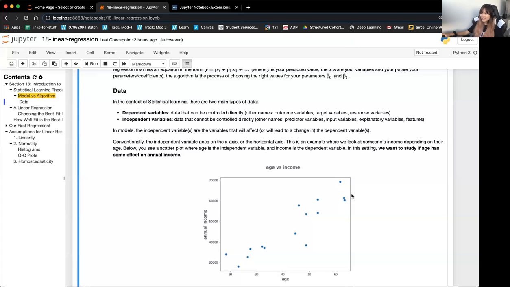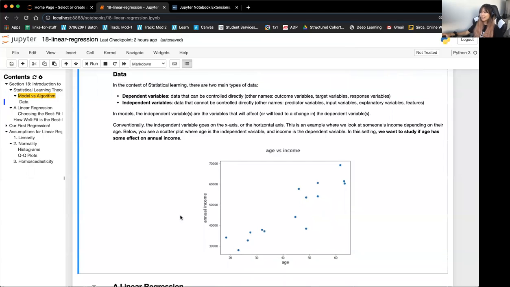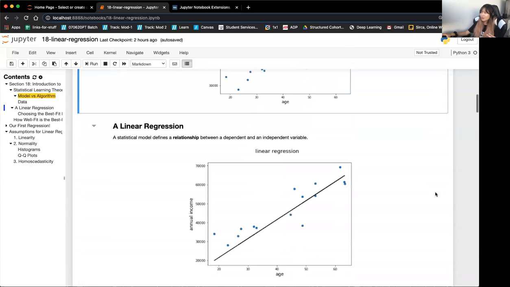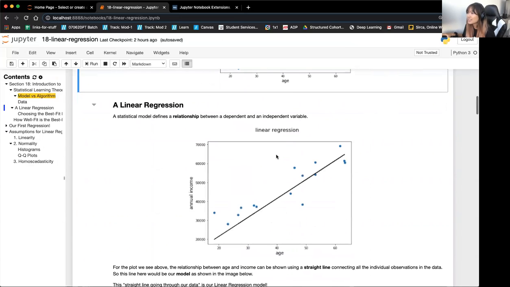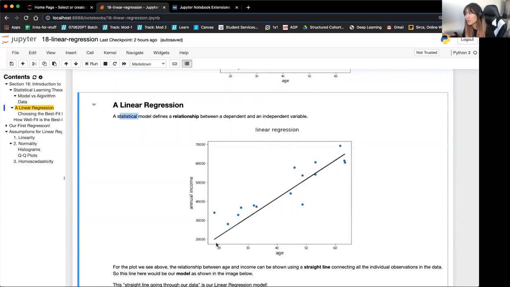So in this example, we have predicting annual income based on age. And here's just a scatter plot showing age and annual income. When you see a scatter plot where you can sort of fit a straight line, that's a good indication that you will want to use a linear regression. This statistical model, linear regression, defines the relationship between the dependent and the independent variable.